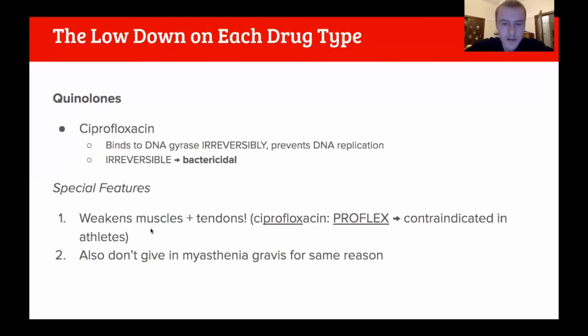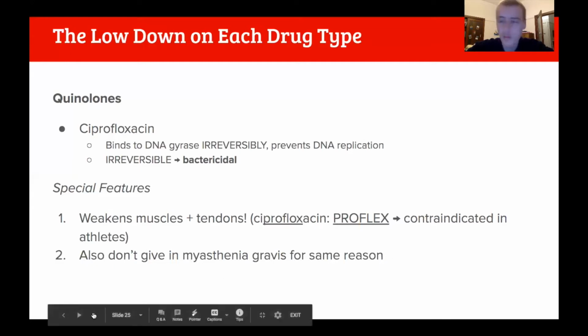So you don't want your athletes to snap their tendons, because sometimes the Achilles tendon might be more at risk. So you would avoid prescribing ciprofloxacin to an athlete or to anyone who has to do lots of physical work. We also don't give it in myasthenia gravis, which is a neurological condition which causes more muscle weakness again.